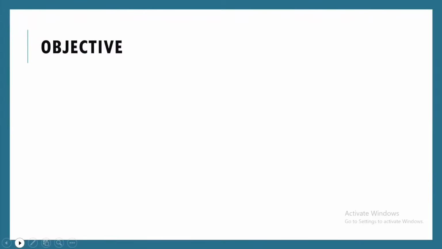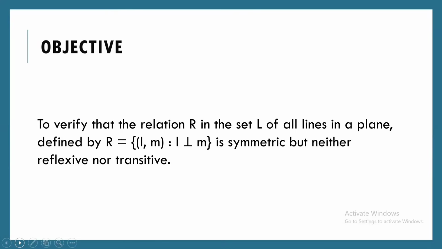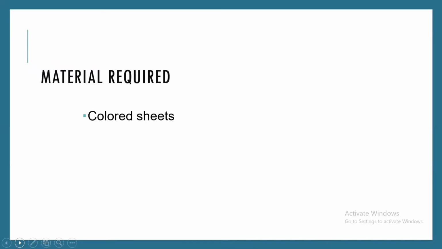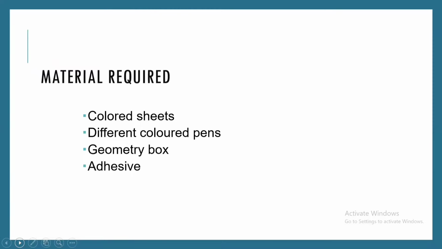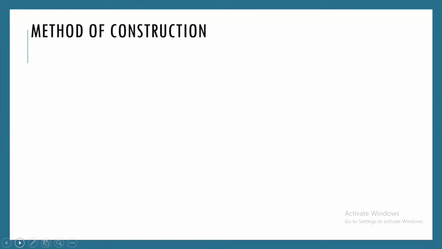The objective of the activity is to verify that the relation R in the set L of all lines in a plane, defined by R = {(L, M) : L is perpendicular to M}, is symmetric but neither reflexive nor transitive. So what do we need for this? The material required is colored sheets, different colored pens, a geometry box, and adhesive. Let us see how we go about it.